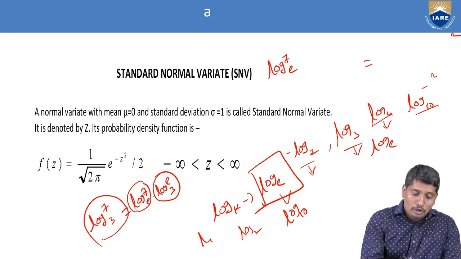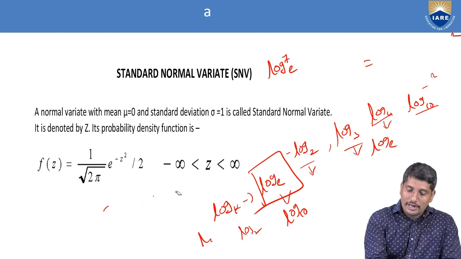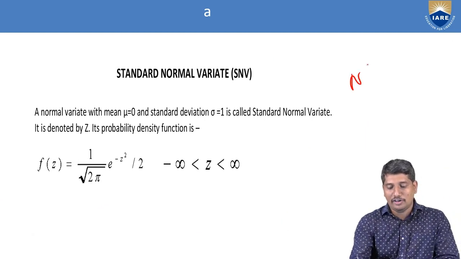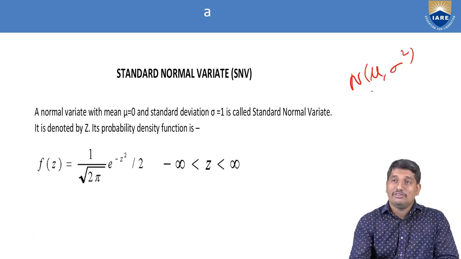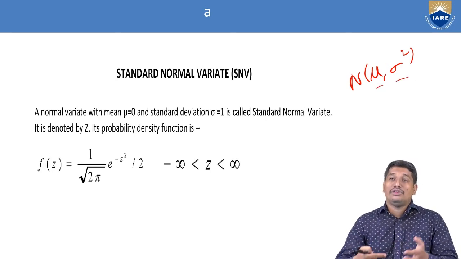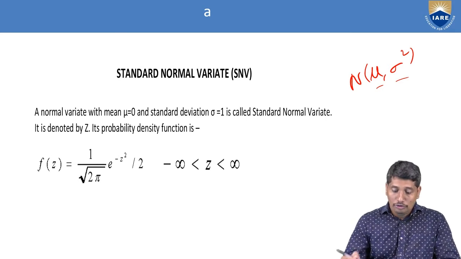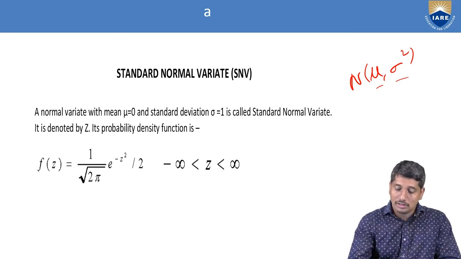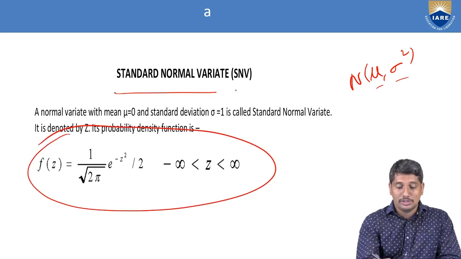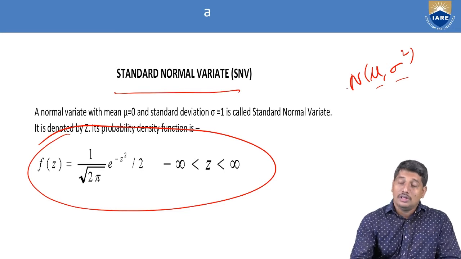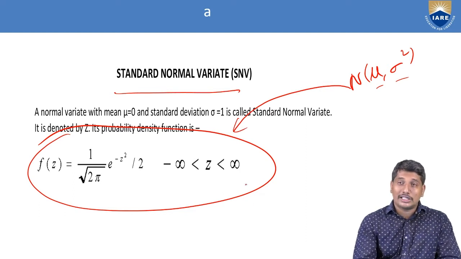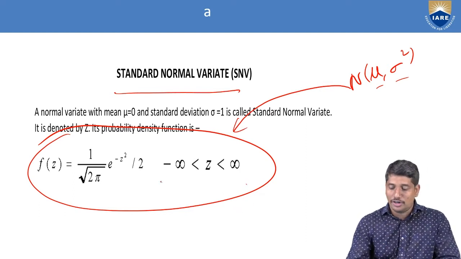In the same way, we have infinite normal distributions, because whenever we select a pair mu and sigma, we get a new normal distribution. So we have infinite normal distributions, and for all of them, we have a single normal table, which is called the standard normal table. We convert every normal distribution into the standard normal variate, and we use this table to calculate the probabilities. That is the importance of the standard normal variate.